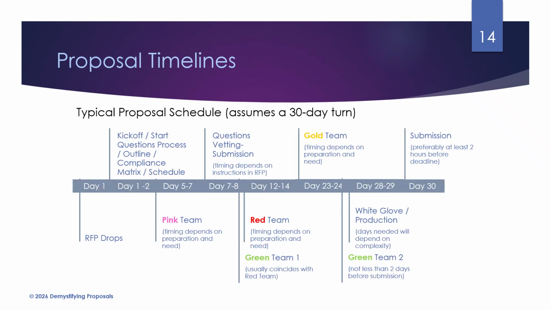Again, this proposal timeline includes a 30-day turn. If you have a faster turn than that, then you're going to need to adjust all of these timelines, but we're just trying to provide some general guidance on what proposal timelines generally look like. This is largely the same as the previous slide. It does add the green teams though, which are the review of the cost volumes and definitely are an important element of proposal management.